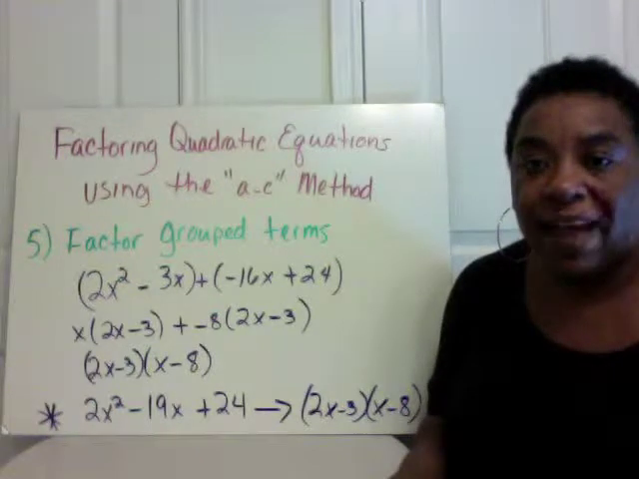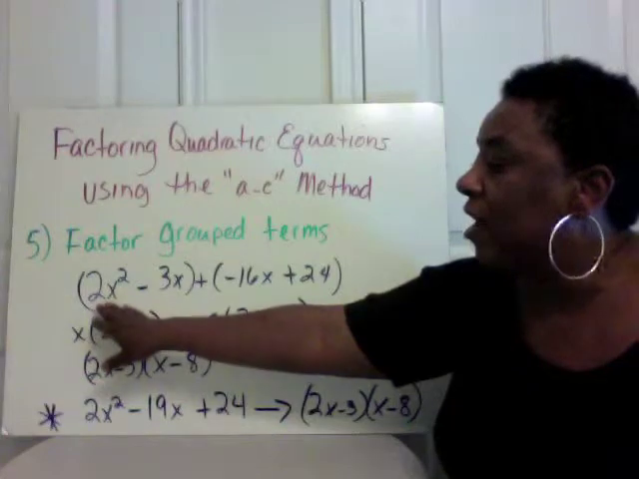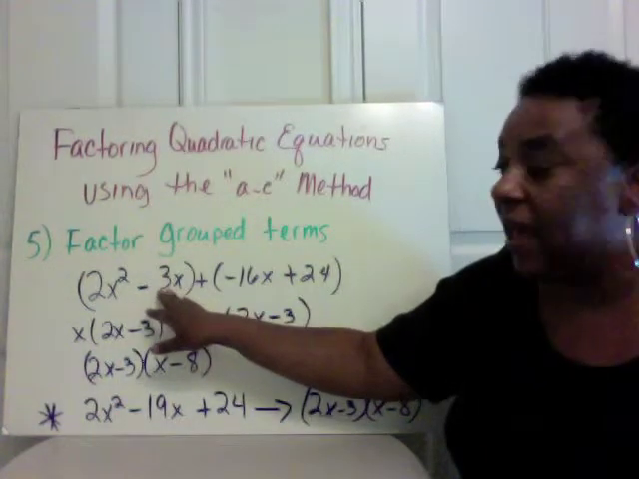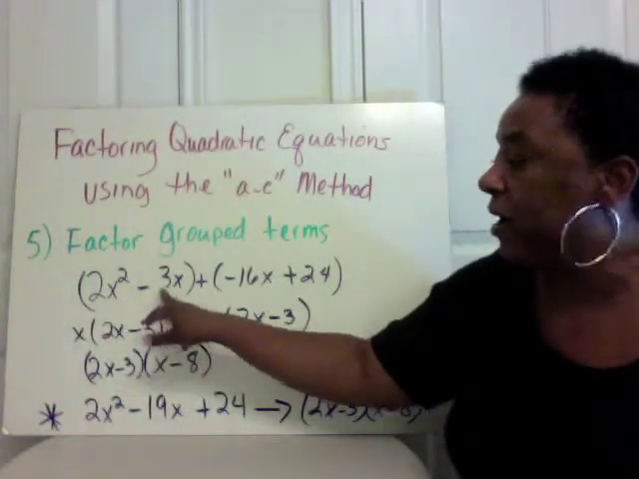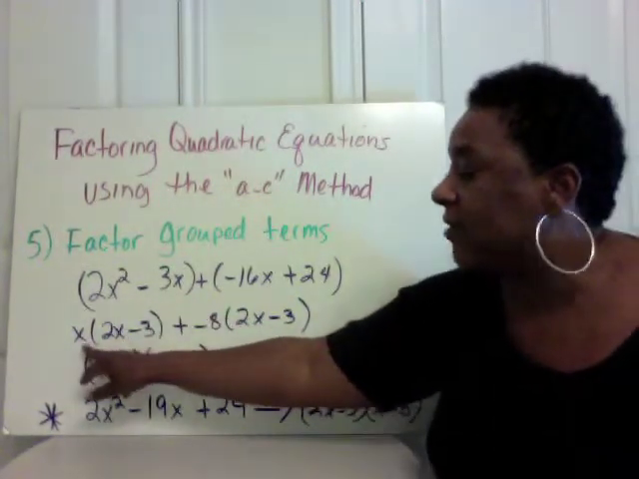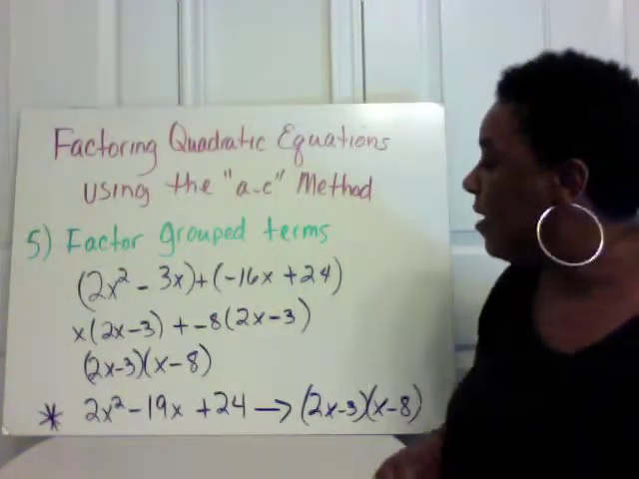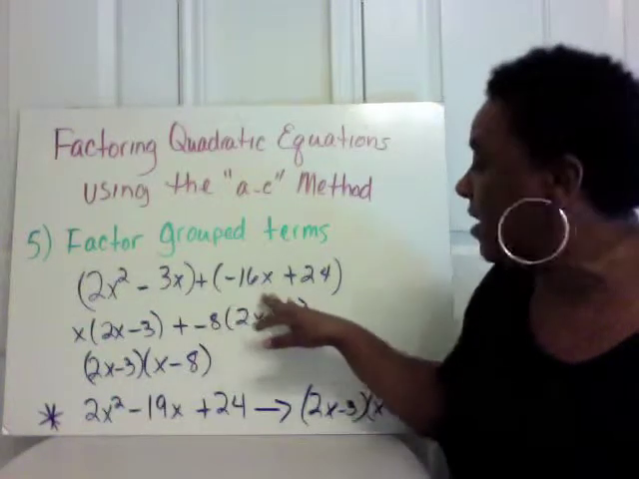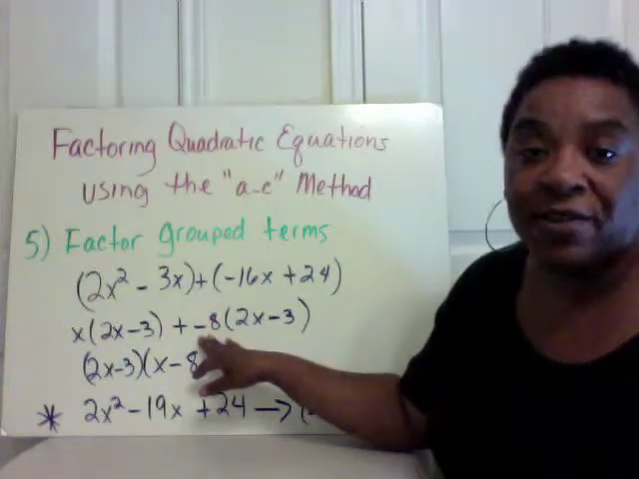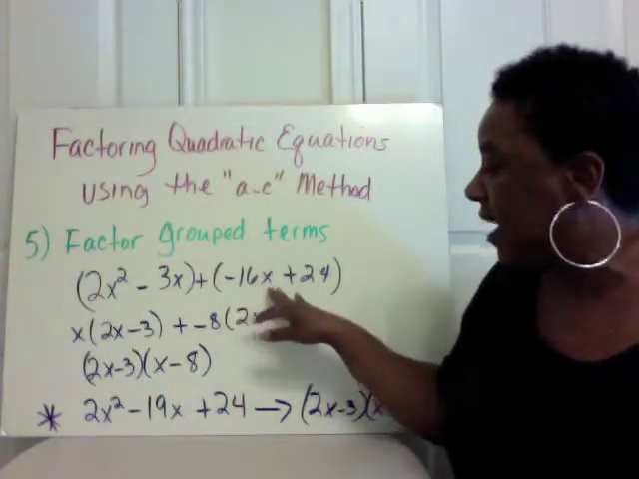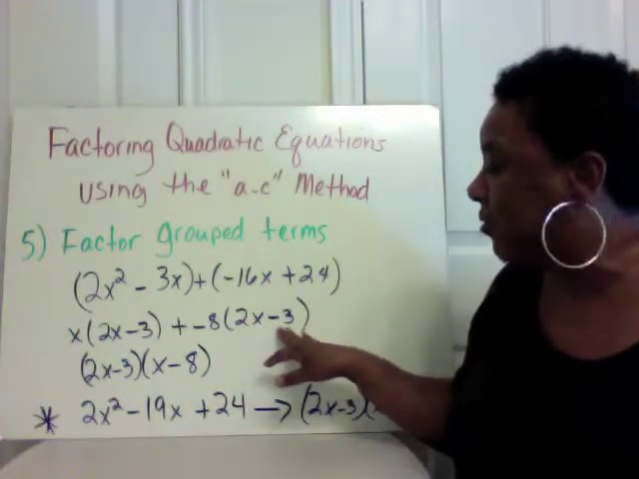And now we want to factor our grouped terms. So a common factor of 2x squared minus 3x is x. And so when we factor x out of 2x squared minus 3x, we get x times 2x minus 3. And a common factor of negative 16 and 24 is negative 8. And when we factor negative 8 out of negative 16x plus 24, we get negative 8 times 2x minus 3.